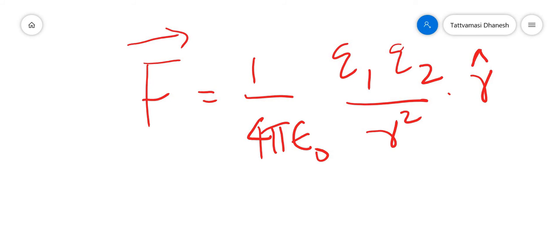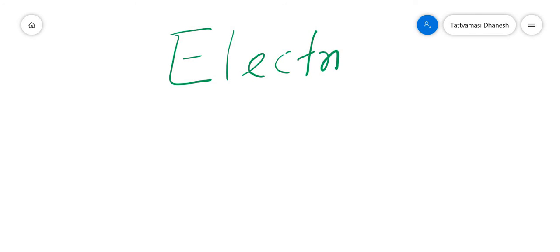Now I will get into the next thing we are going to discuss in this chapter, which is very important, really important. That's electric field. So I will discuss electric field. So what is electric field? First of all, when we introduce the concept of field, we usually introduce it in the case of non-contact forces.